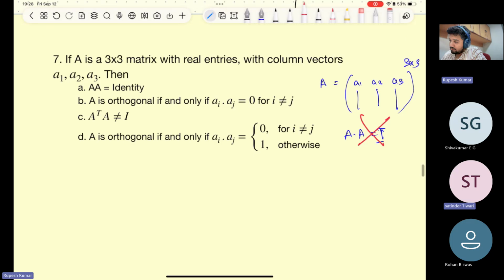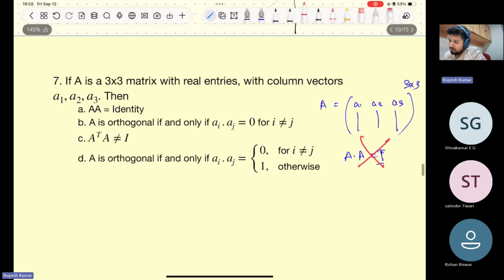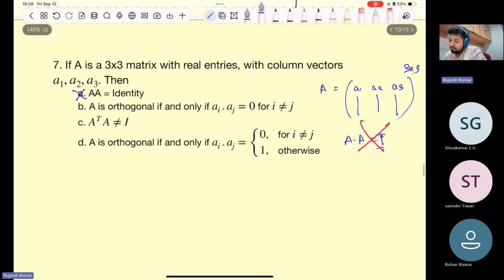This is not always true, right? So this is a wrong option. Option B, A is orthogonal if and only if Ai dot Aj equals 0 for i not equal to j. Let's look into this.